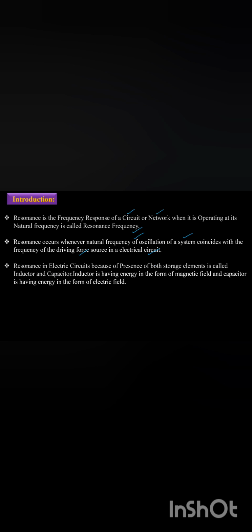Resonance in an electrical circuit is because of the presence of storage elements, very important. The main reason for the existence of resonance is the storage elements in a circuit. What are the storage elements? That is the inductor and capacitor. We know that the inductor has energy in the form of a magnetic field and the capacitor has energy in the form of an electric field. And resonance in an electrical circuit is because of the storage elements. Which are the storage elements that I told? Inductor and capacitor, which store the energy in the form of a magnetic field and in the form of an electric field. Clear? All these are the introduction points that you have to consider.